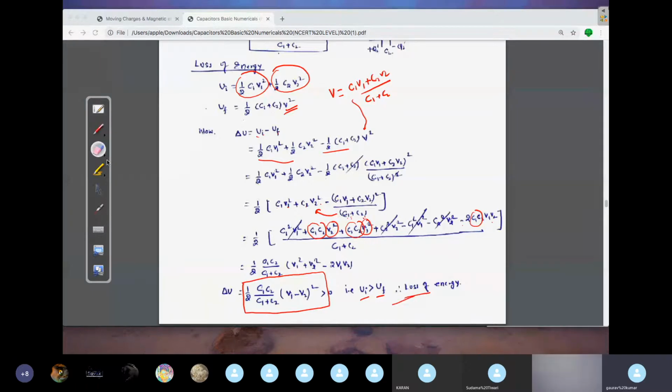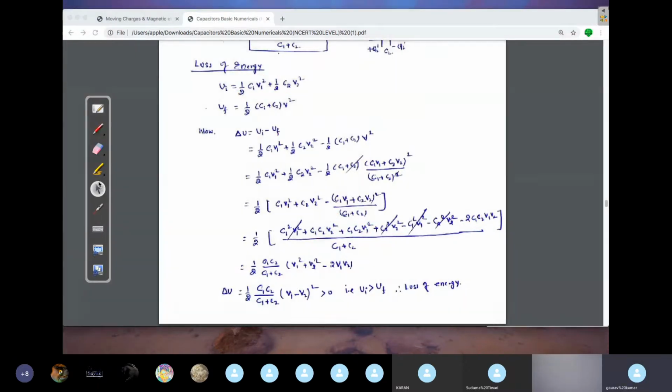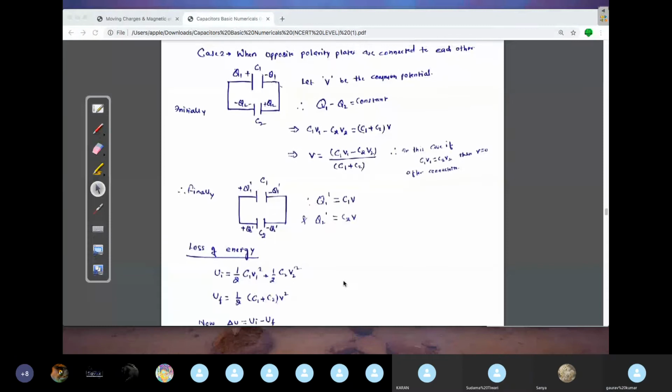Similarly, the second case that you have is this. When opposite polarity plates are connected, you connect plus with minus. So net charge on this connector will become Q1 minus Q2, which will be constant. Again, you will have sharing of charge and V will become the same. So what is common here this time? This time it will be C1 V1 minus C2 V2 by C1 plus C2. This is the formula of common potential.